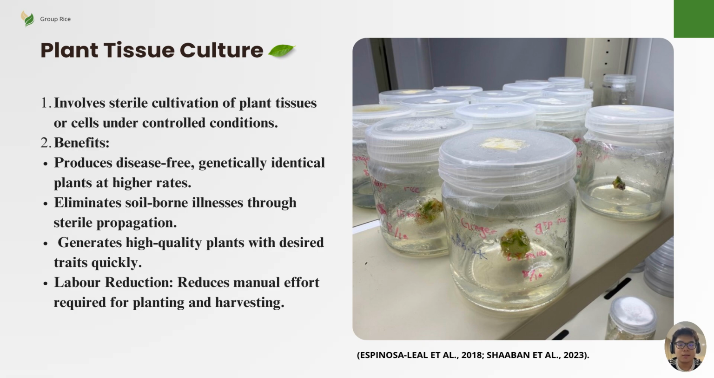The first one would be disease-free plants, as plant tissue culture produces genetically identical plants free from diseases, ensuring healthy and robust crops. Second, elimination of soil-borne illnesses. By propagating in sterile environments, it completely avoids the risk of soil-borne diseases. Next, rapid multiplication. High-quality plants with desired traits are generated at significantly higher rates, making it ideal for large-scale farming. Last but not least, labor reduction. Plant tissue culture minimizes manual planting and harvesting, reducing labor costs and effort.